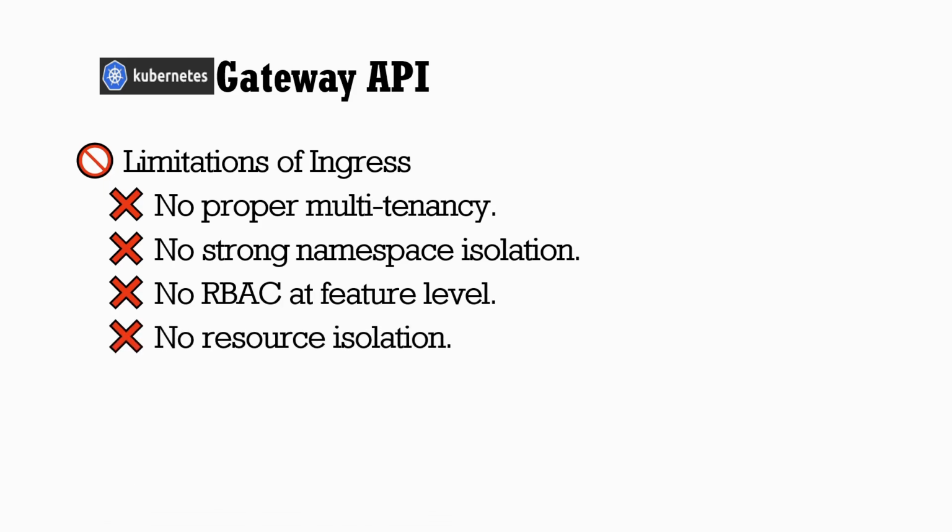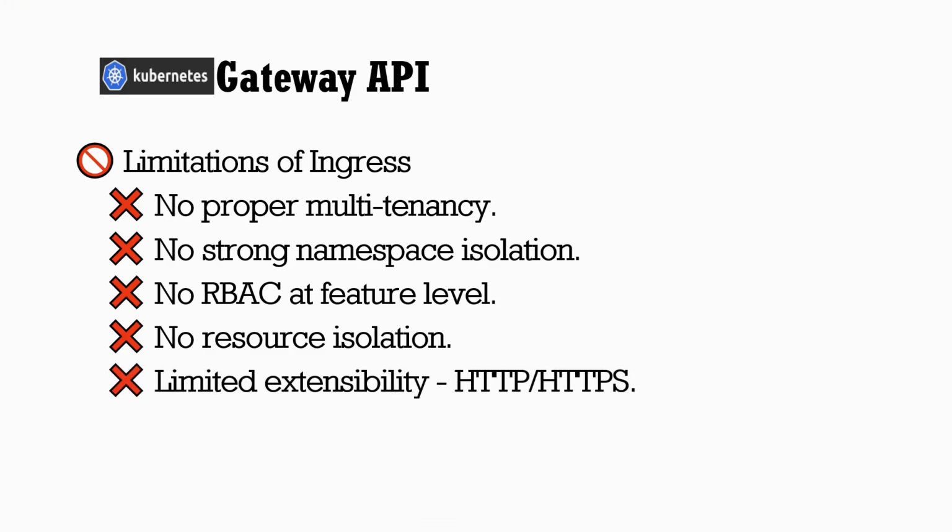No resource isolation. With Ingress, routing rules, load balancer behavior, TLS, and policies all live together. There is no clean separation between infrastructure responsibilities and application routing. Limited extensibility. Ingress works mainly for HTTP and HTTPS. If you want advanced traffic control or other protocols like TCP, gRPC, or custom routing logic, Ingress quickly hits its limits. So in short, Ingress is simple, but when the system grows, this simplicity becomes a limitation.